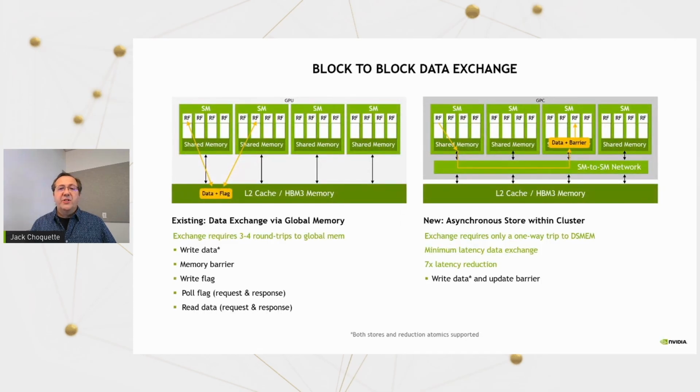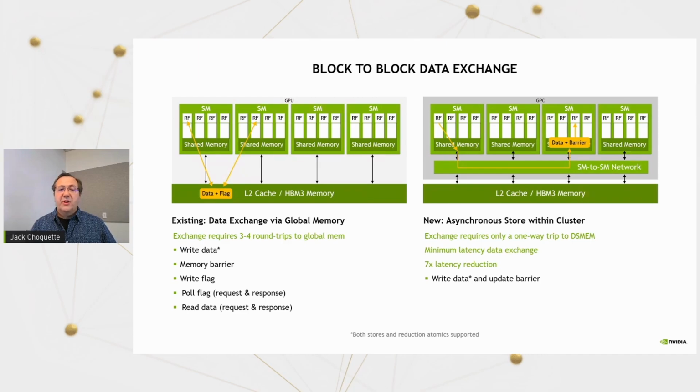Let's look at how this new barrier support combined with block clusters improves block-to-block data exchange. On the left, you see how block-to-block data exchanges are done on existing GPUs. Data is exchanged through global memory using a barrier stored in global memory. The sequence for the producer is to write the data, do a memory barrier, write the barrier flag. The sequence for consumers is to poll the flag to determine if the barrier is cleared and then to read the data. To perform this data exchange requires 3 to 4 round trips through global memory.